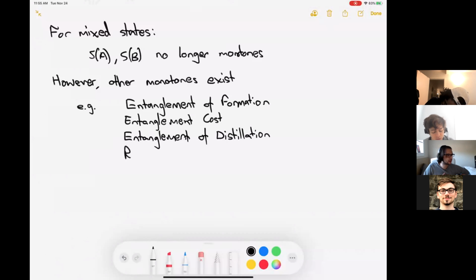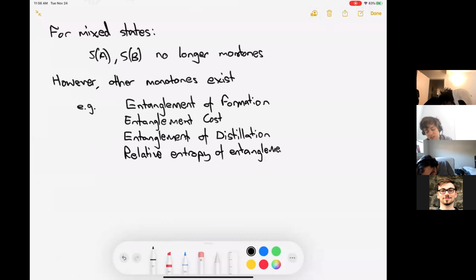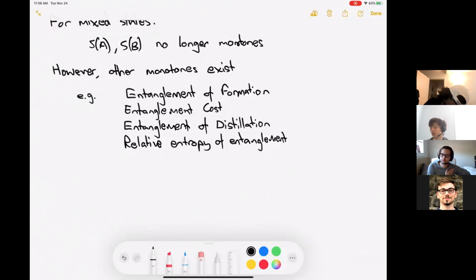There's something else called the relative entropy of entanglement. This is just a sort of obvious definition, which is basically you take the minimum of the relative entropy relative to all separable states, right? So this is obviously 0 if it's separable and non-zero if it's not separable. But it turns out to be a monotone. It always decreases under LOCC.